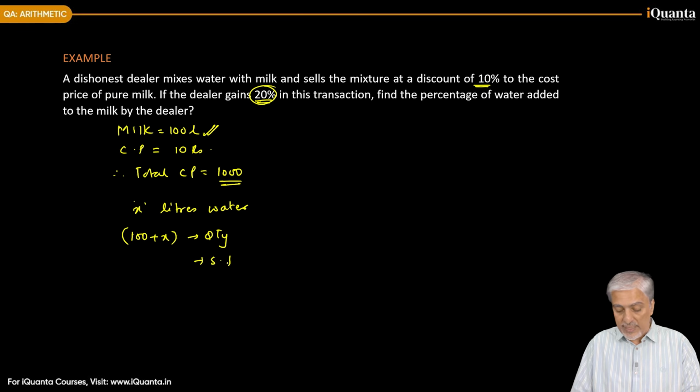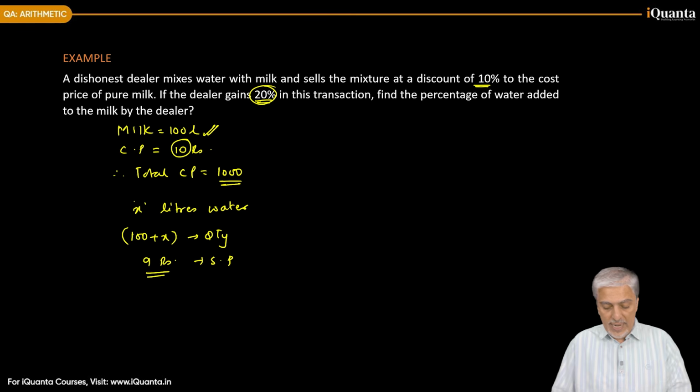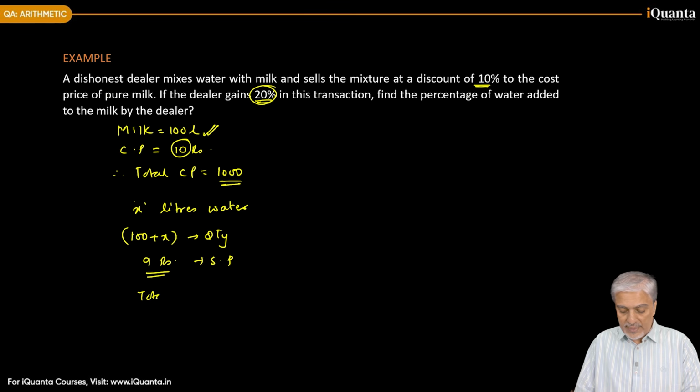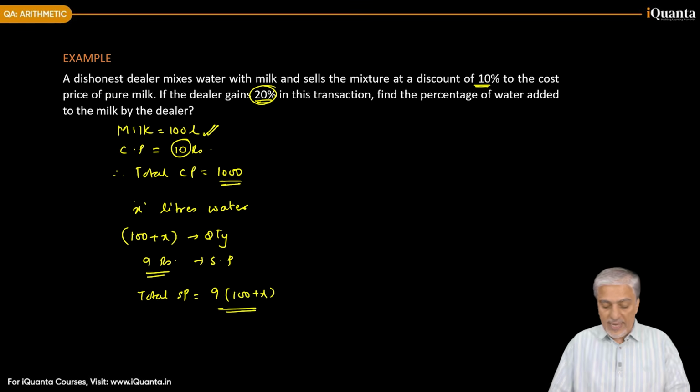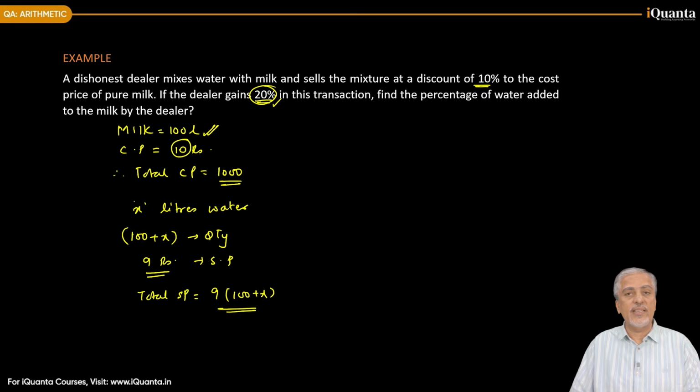So selling price per kg: 10 rupees was the cost price on which he's giving a 10% discount. That means 1 rupee discount. So selling price is 9 rupees per kg, or per liter, sorry. And therefore my total selling price becomes 9 into (100 plus X). Leave this also over here. And he has made 20% profit in the transaction.